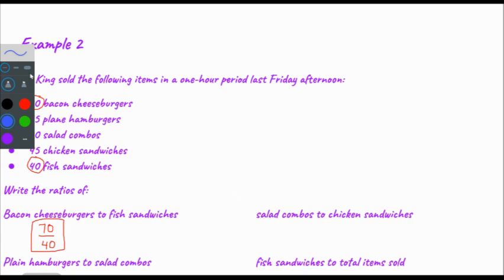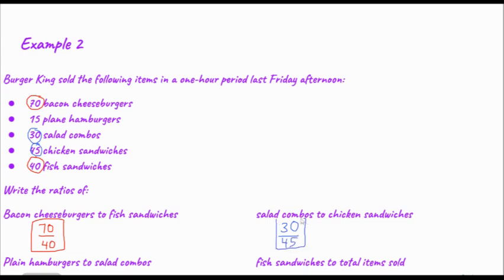Next one, we're going to work on salad combos to chicken sandwiches. So we have 30 salad combos for every 45 chicken sandwiches. For the next one, we have plain hamburgers to salad combos. So we have 15 plain hamburgers, and as we discussed before, 30 salad combos. So that'd be 15 to 30.